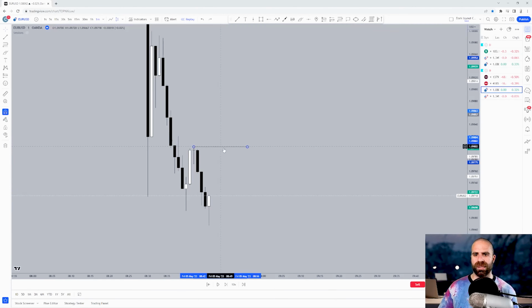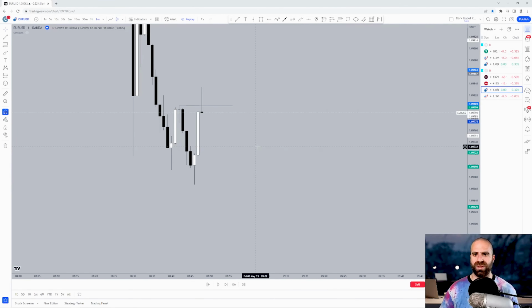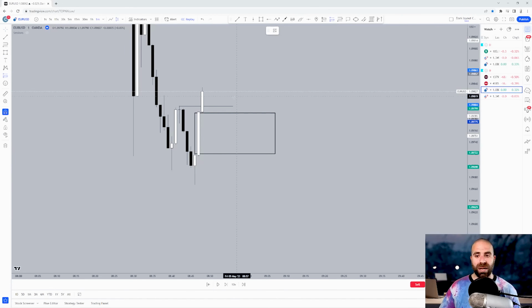The new point is exactly right here. Let's check this one out. And there you go. Now we have a valid change of character. What have I told you? In this occasion, we have a breaker block, which is this one. Otherwise, we would be entering from this fair value gap that you see right here. But when we have a breaker block, I am entering from the breaker block.